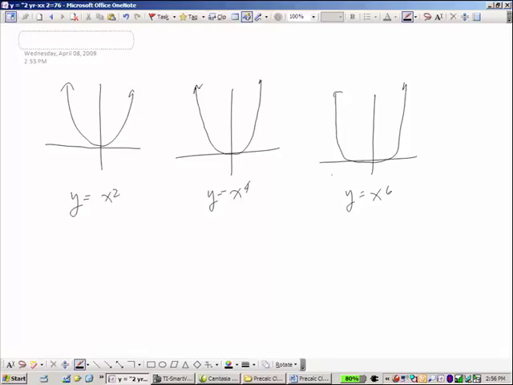And this, I'm hoping, is from Algebra 2. Did you do things with x squared, x to the 4, and you had a special name for these kinds of functions?